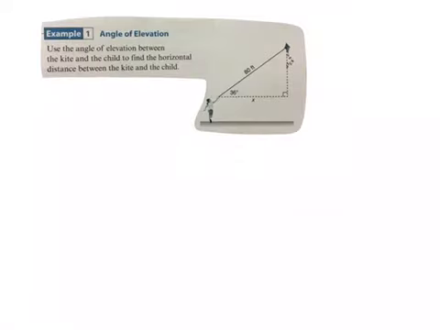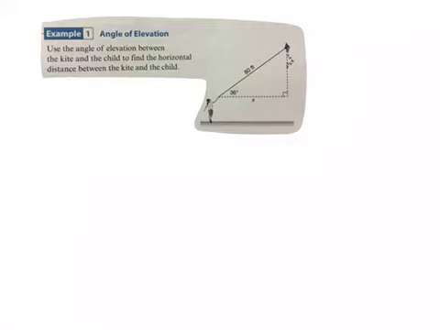Here's example 1, angle of elevation. Use the angle of elevation between the kite and the child to find the horizontal distance between the kite and the child. So what we're looking for is this length between the child and the kite, straight horizontally. We know that the angle of elevation is 36 degrees, and we know that the kite string is 80 feet. So we're wondering how far laterally, like if you wanted to come right here to catch the kite, how far would you have to move this way?